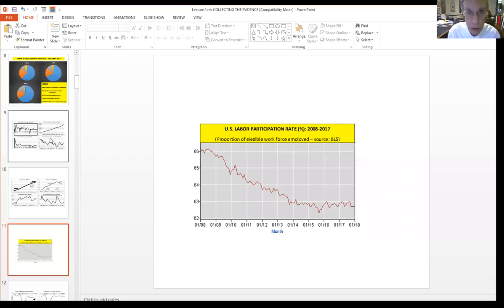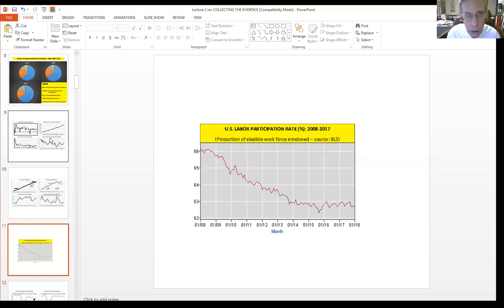Less the people who are in college, less the people who have disability insurance. But this is the portion of people who are eligible to work. They're in the right age category, they're not in school, and they're not disabled, and who are working. And as you can see, that proportion today is less than 63%, and it has come down.